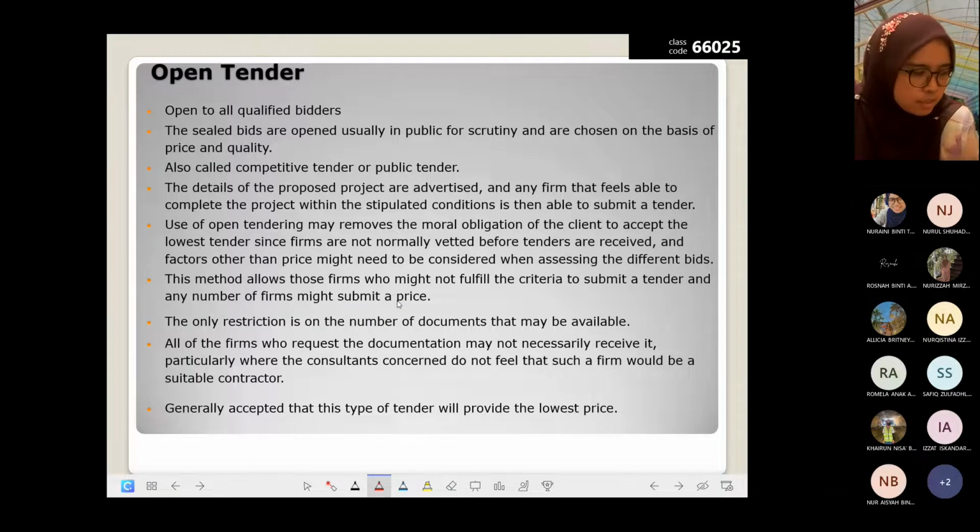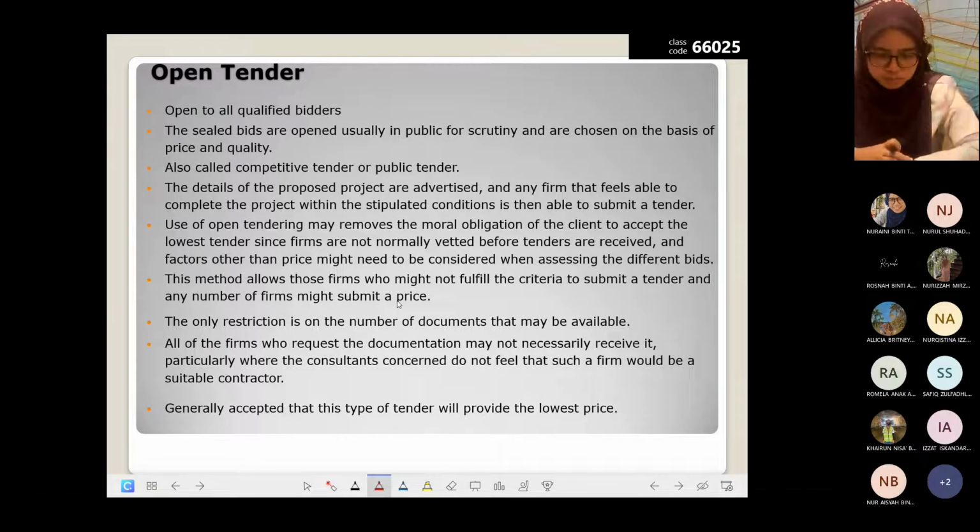Open tender, open to all the qualified bidder. Then the sealed bid are open usually in public for scrutiny and chosen on the basis of the price and quality. So berapa best price yang contractor tu boleh bagilah.